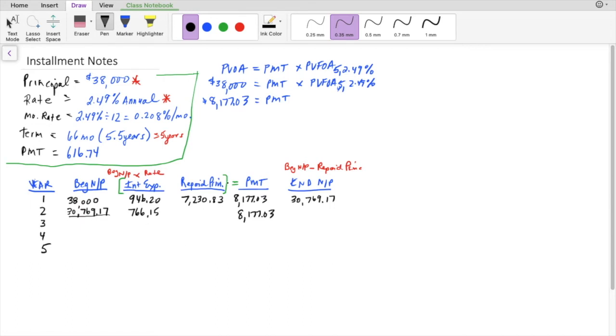My payment is $8,177. $766 of it is interest, which means that $7,410.87 is going to pay off my loan. After I get done paying off that portion of my loan, what do I have left? I have $23,358.30. That's my beginning for year 3.